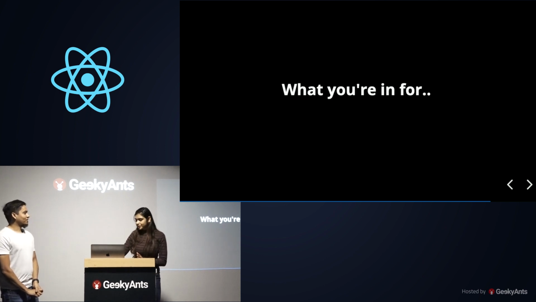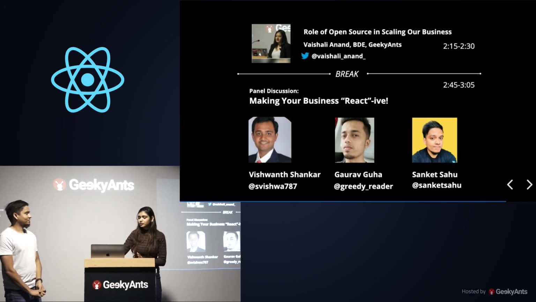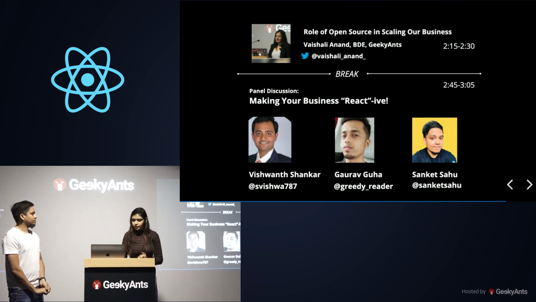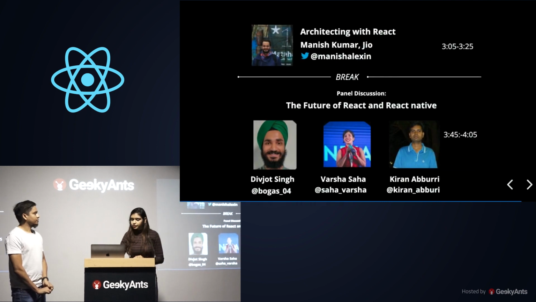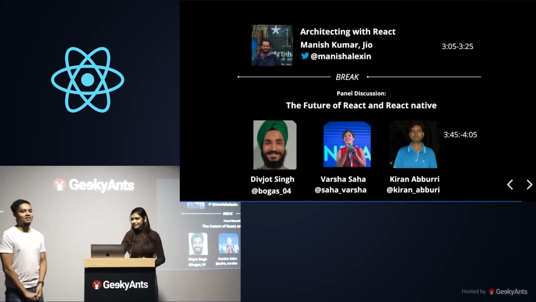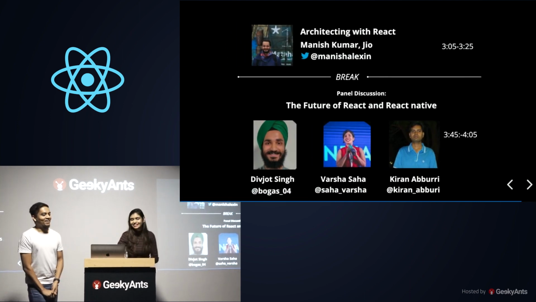So that comes to our agenda. We have Vaishali Anand from GeekyAnts speaking about the role of open source in scaling your business. And then we have a panel discussion. We have Vishen, Gaurav and Sanket as panelists here. Followed by that, we have Manish speaking about architecting with React. Followed by that, we have another panel discussion where we have Divjot, Varsha, and Kiran Aburi speaking about the future of React and React Native. I think Varsha and Kiran are not around, so Divjot will give a talk.